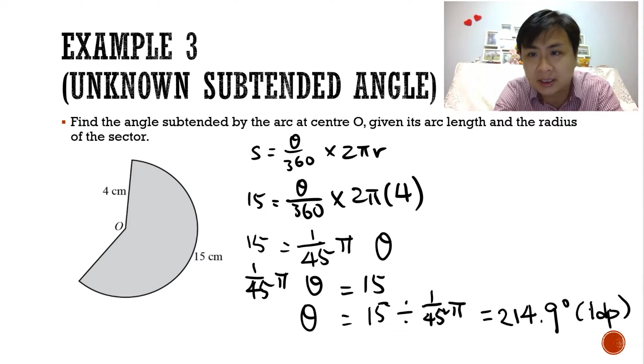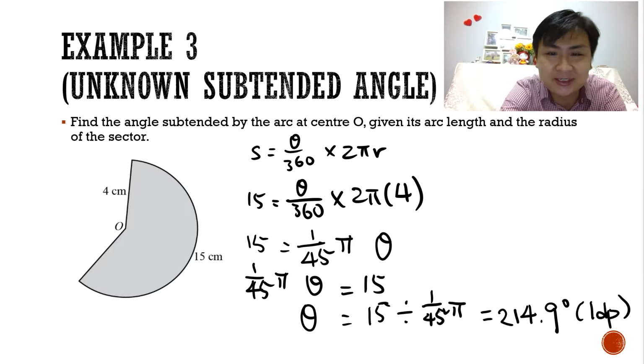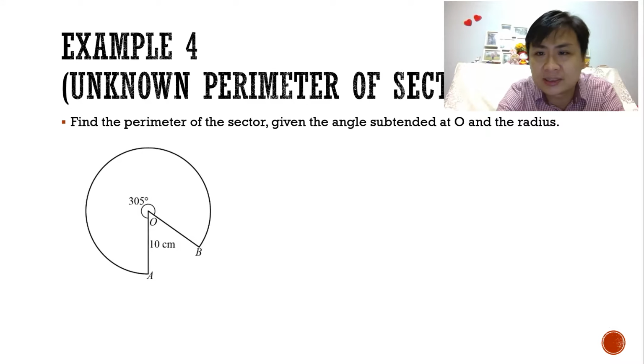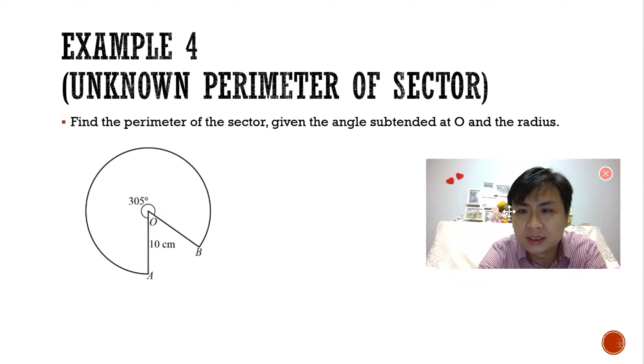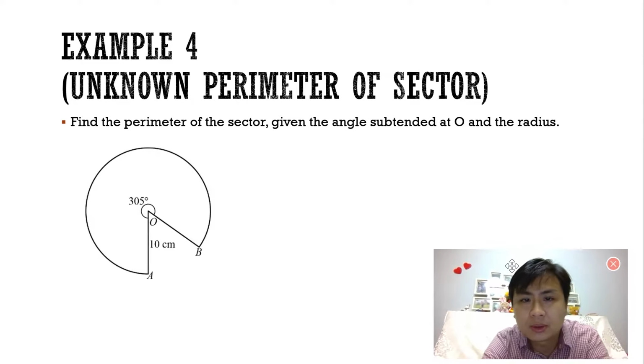Right? So same technique, we'll write down the formula for arc length first, fill in the given values, and after that just consolidate all the numbers, and after that we will just divide by the coefficient of theta to find our answer. Okay, so this is how we find an unknown subtended angle. Okay, very easy, right? Okay, let's look at the next example. Right. So in the next example, we want to find the unknown parameter of a sector.